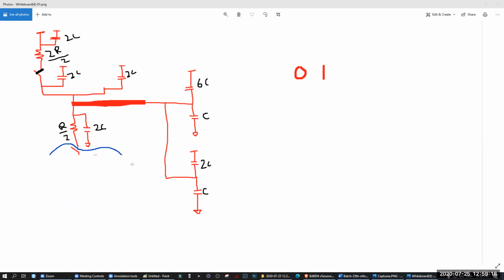You are left with R by 2 on the right side part. And these resistors, since this is open, so what will happen? It's an open circuit, so this will be removed. So what are you left with? This 2R by 2, they become R, right? This 2C is gone because it is actually short. This one is actually short. This is actually gone. Okay. So this is your final circuit.